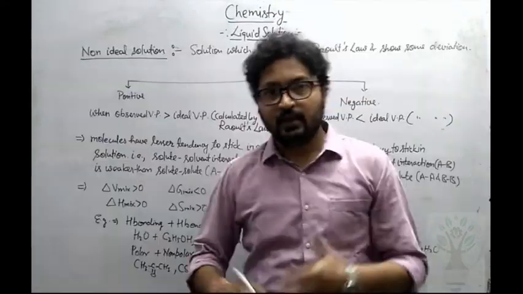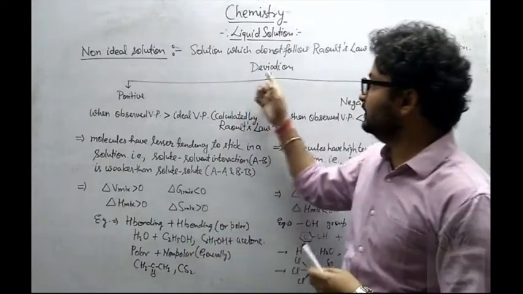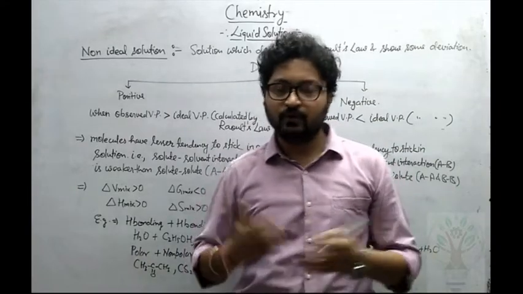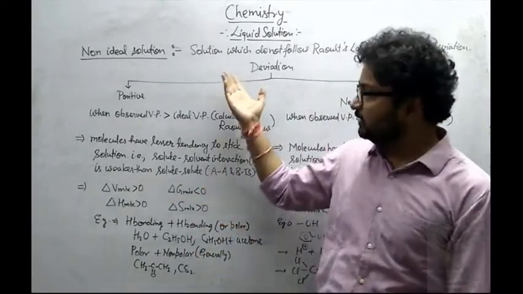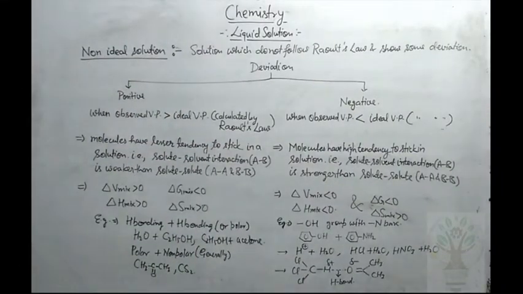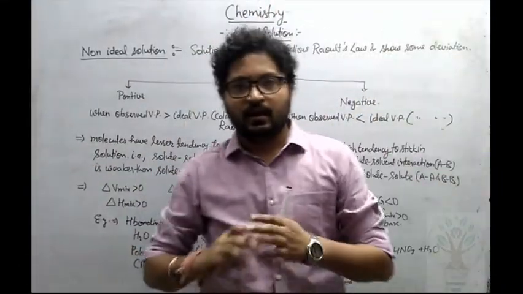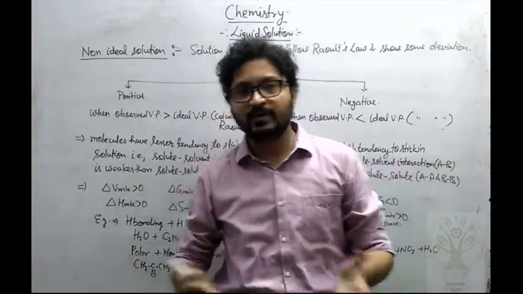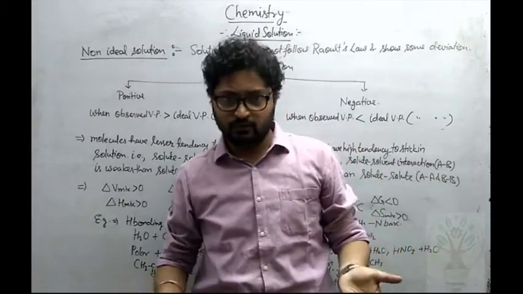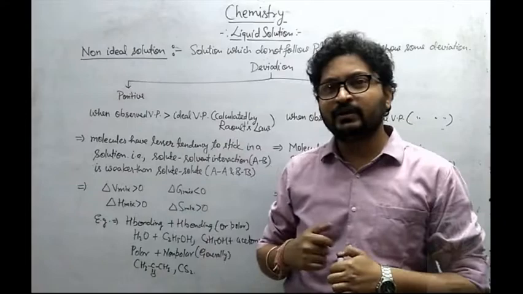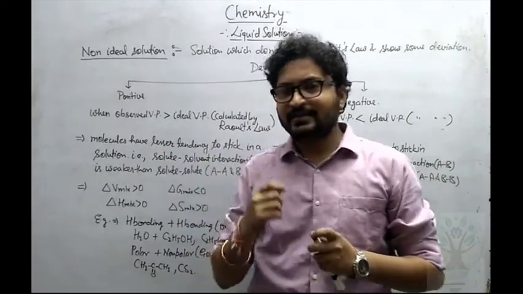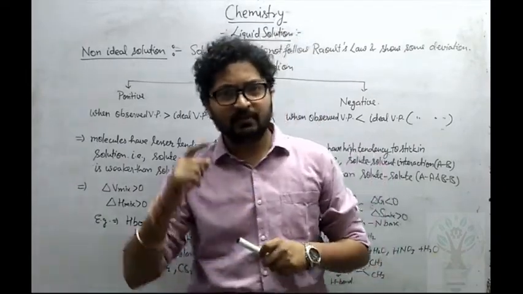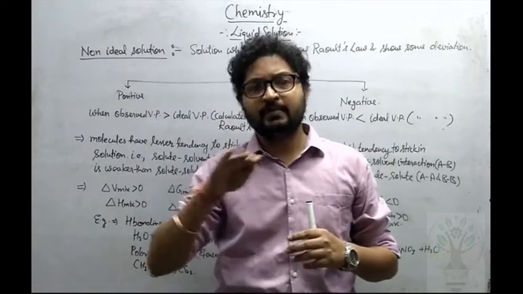Good. Let's move forward. After ideal solution, let's look at non-ideal solution. Non-ideal solution means a solution which will not be following Raoult's law. When you are not following Raoult's law, it could happen in two manners. Let's say I calculated by Raoult's law, vapor pressure is P. Either your vapor pressure will be greater than P or it will be less than P.